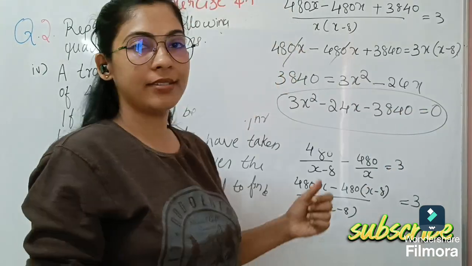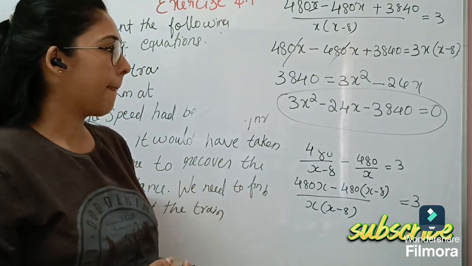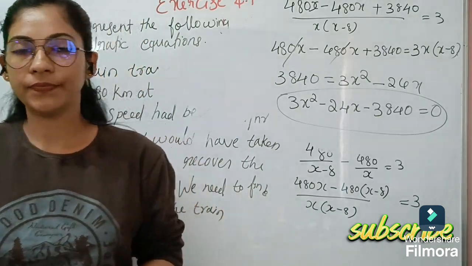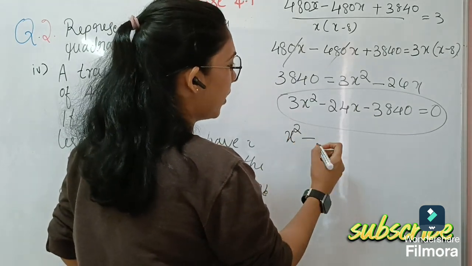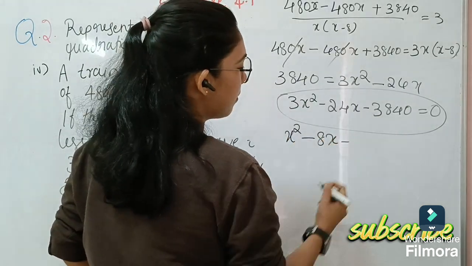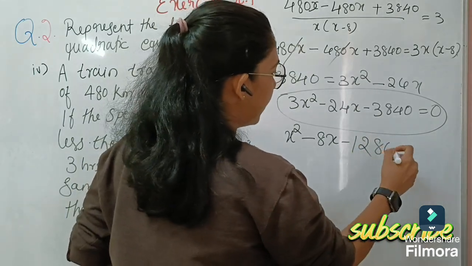So this is the quadratic equation for the question. Take 3 outside. We have to write x square minus 8x minus 1280 is equal to 0.